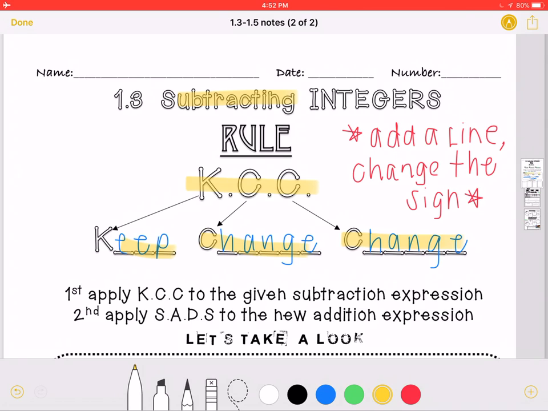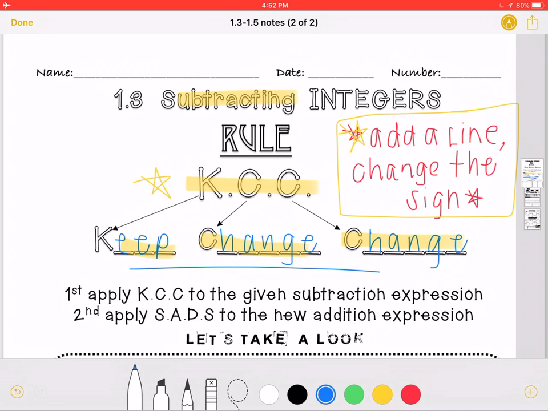However, some people prefer to use another way of doing it, which is fine. You may hear us or somebody saying, add a line, change the sign. We're essentially doing the same thing with both rules, whether you do KCC or whether you add a line, change the sign. It's just two separate ways of thinking about it, but you'll get the same answer. This is exactly why I love math, because there's multiple ways to do it.